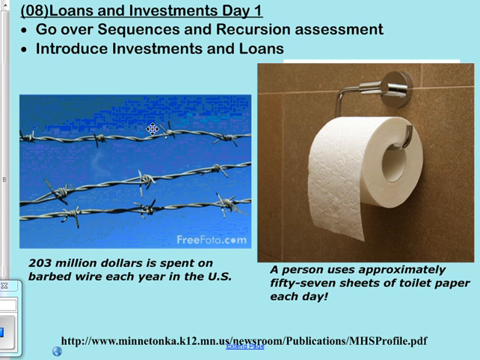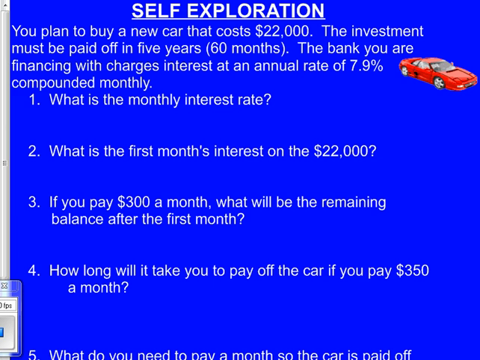All right, so we're going to be going over loans and investments. Basically, we're going to be doing that with recursion and with recursive sequences. We're just going to figure out how we do things that aren't annual interest, like monthly interest or quarterly interest, or something like that. So let's take a look at this first example here.